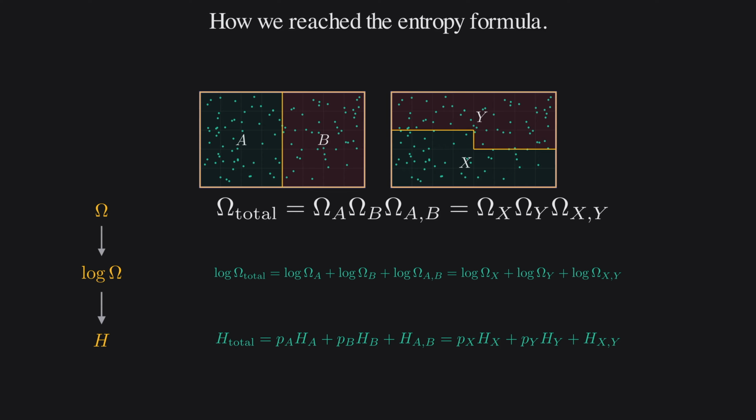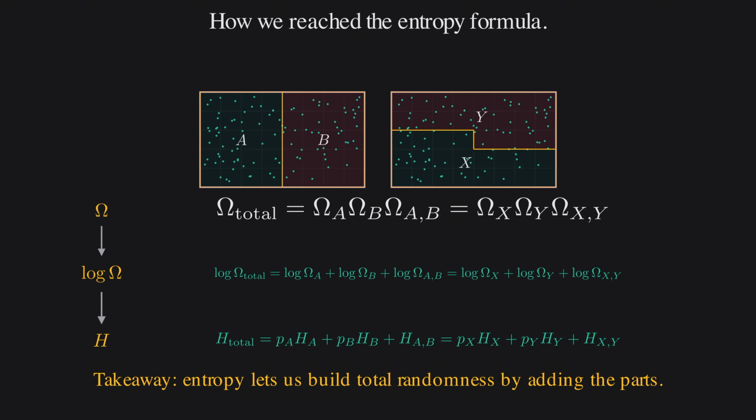So here's one sentence to remember all this. Entropy lets us build total randomness by adding the parts.